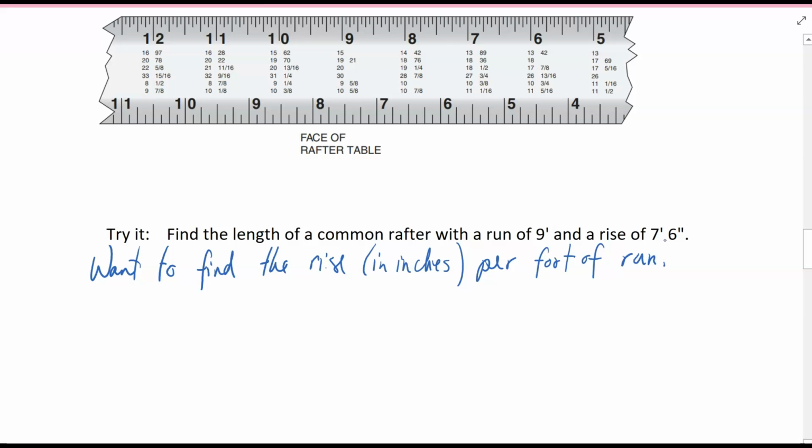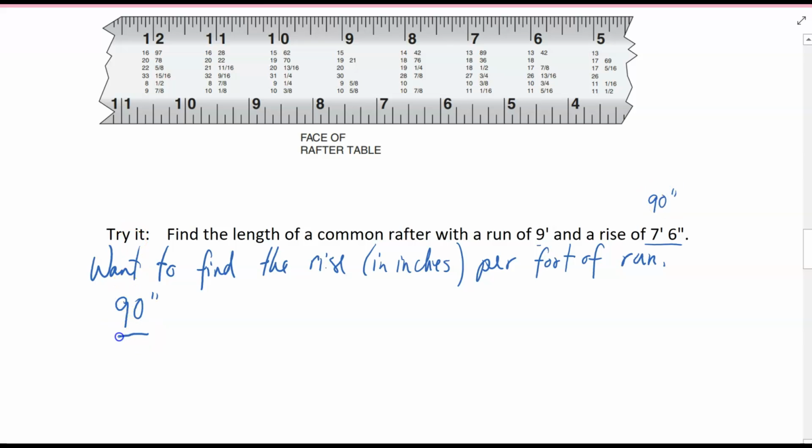So a couple of things have to be done here. The rise I have in feet and inches, so I need that in just inches. And then that's over 9 feet, so we'll have to divide by 9 to find out what it is over 1 foot. So 7 feet 6 inches is equal to 7 times 12, which is 84, add the 6 and we get 90 inches is equivalent to my 7 feet 6 inches.